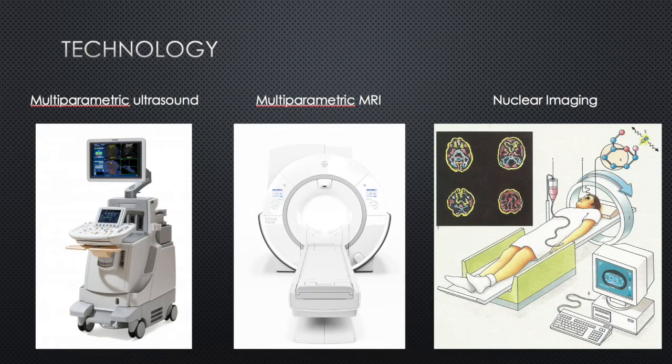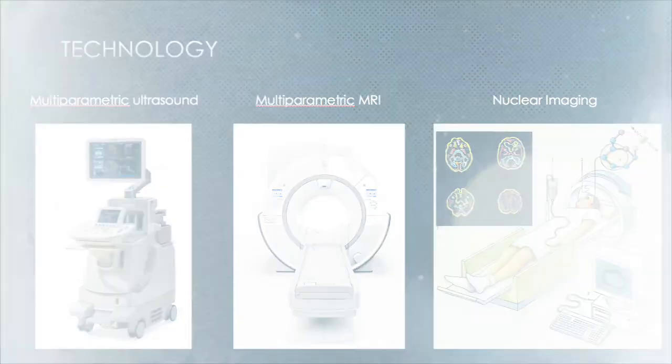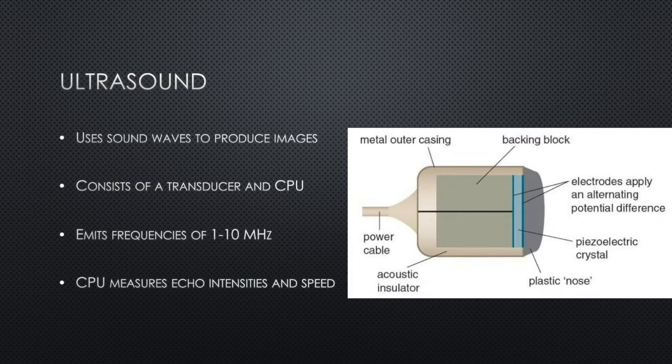Rapid technological advances over the last few years have enabled the mainstream use of prostate imaging for the clinical management of prostate cancer. Imaging modalities such as multiparametric ultrasound, multiparametric MRI, and nuclear imaging such as PET are now being used for all facets of prostate cancer, including diagnosis and localization, whole gland and focal therapy, staging, active surveillance, and recurrence monitoring. An ultrasound machine consists of a transducer and a CPU, or computer connected to a display.